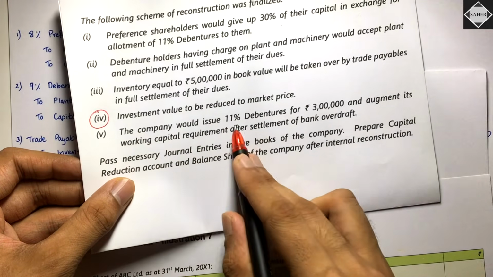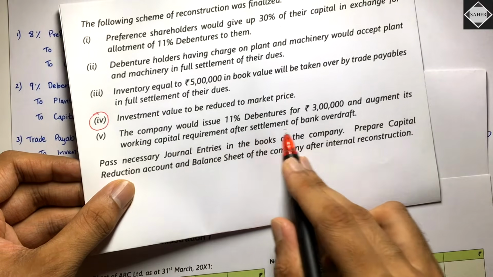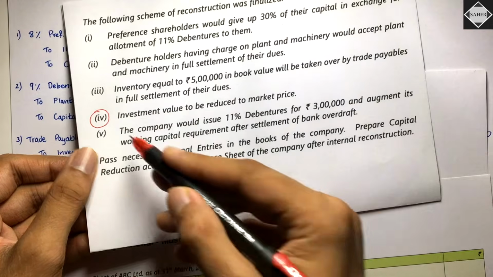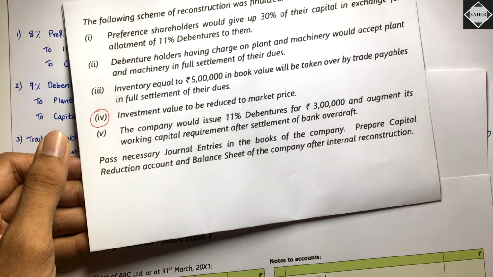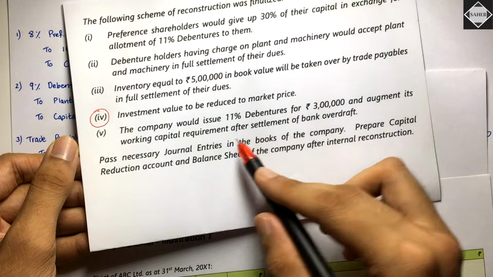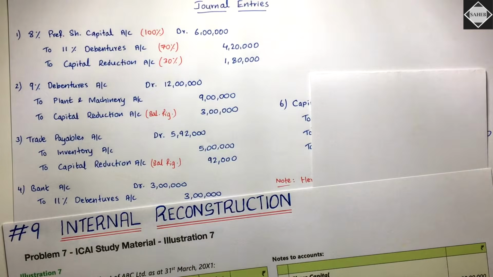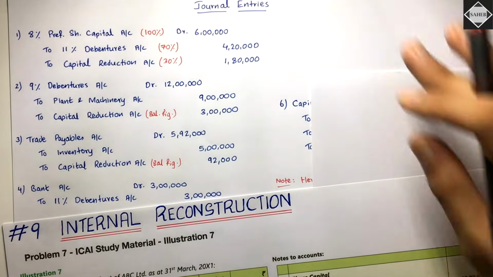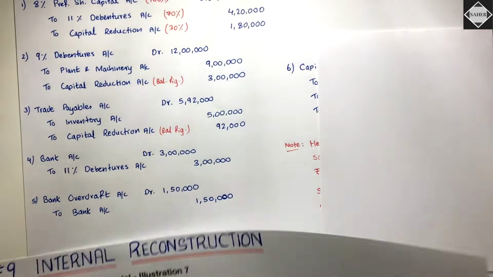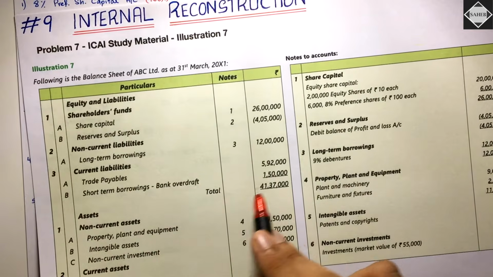The company would issue 11% debentures for 3 lakh, and then they are saying and augment its working capital requirement after settlement of bank overdraft. So you don't have to do anything, just the fresh issue of debentures has augmented the working capital requirement, and then you just have to settle the bank overdraft. So how do you settle the bank overdraft? Really simple. Bank overdraft is like a short-term loan. It's a liability appearing in the balance sheet. You can see over here, short-term borrowing, bank overdraft 1,50,000.